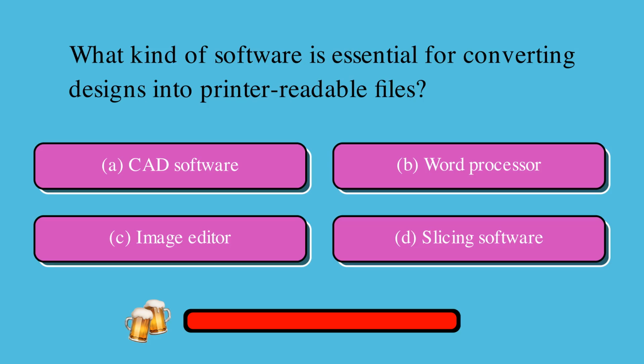What kind of software is essential for converting designs into printer-readable files? Is it A, CAD software, B, word processor, C, image editor, or D, slicing software? The correct answer is D, slicing software.